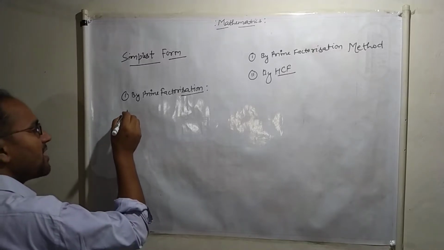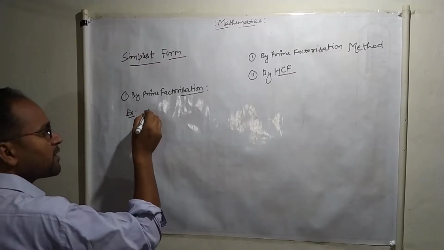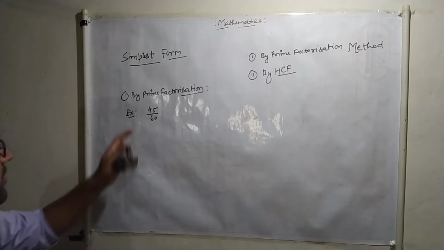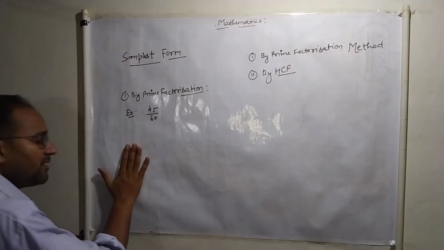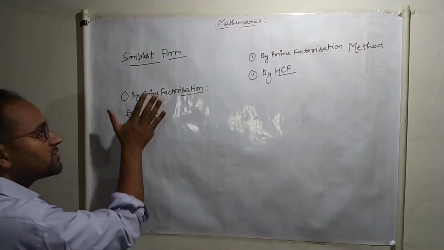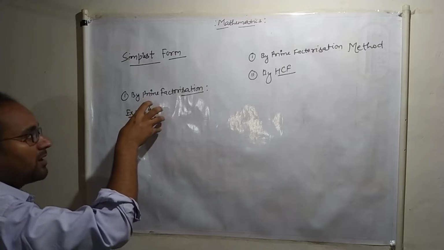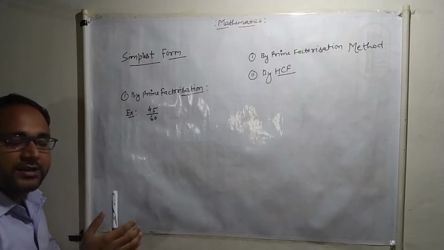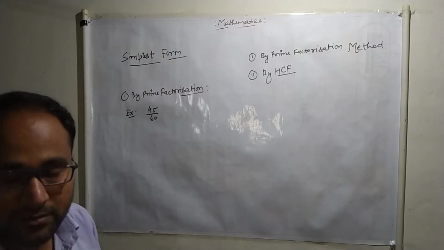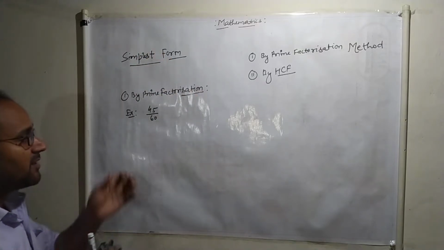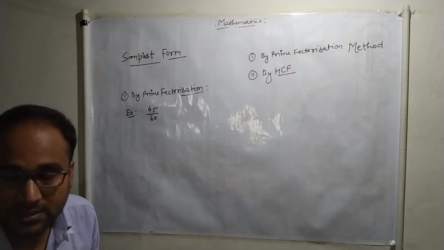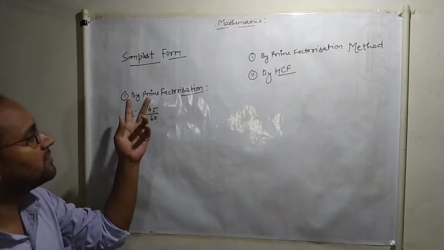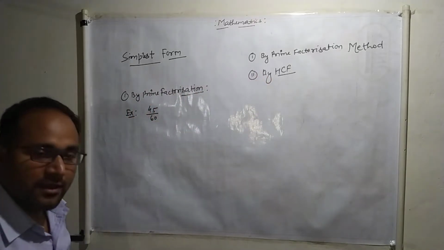Suppose I have taken an example, 45 upon 60, a small fraction. How will you check whether it is in simplest form or not? If the fraction is already in simplest form, there is no need to cancel, or change it. But if it is not in simplest form, you change it by two methods: the prime factorization method and the HCF method.